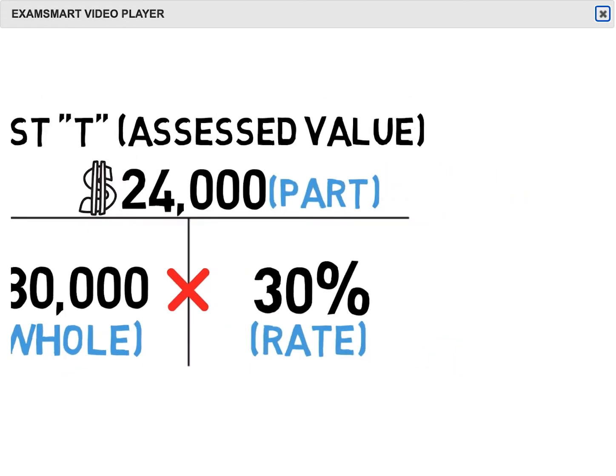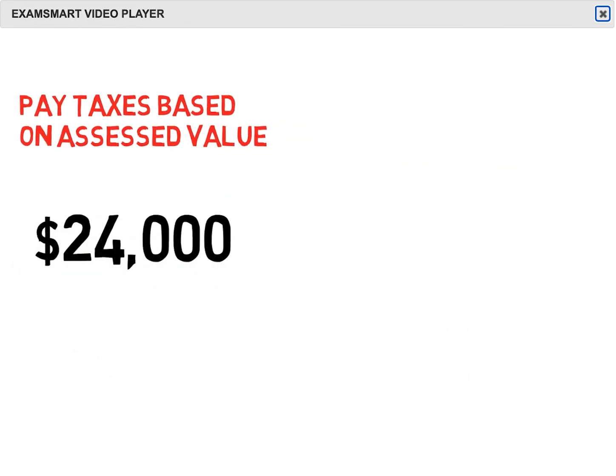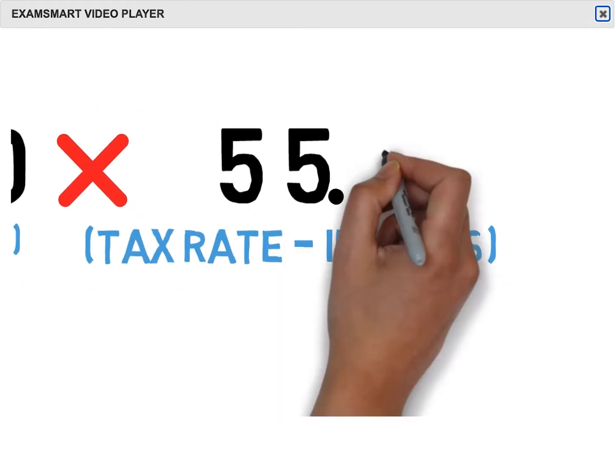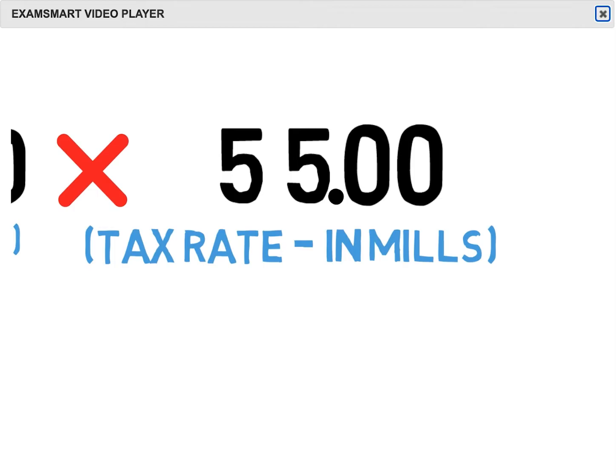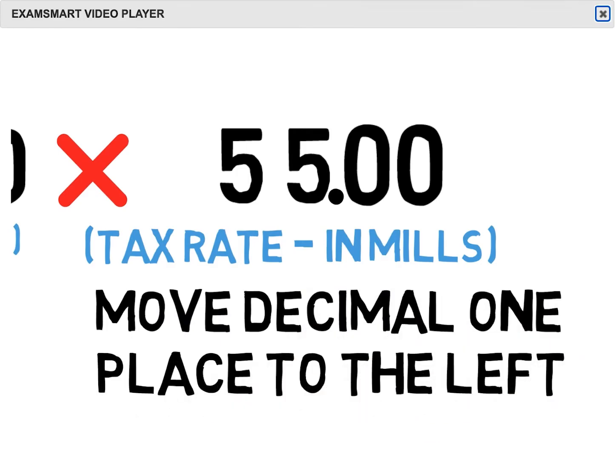We pay taxes based on the assessed value. We take the assessed value times the tax rate. Here, the tax rate given is in mills, which is 55. That would be 55.00. The easiest way to convert a mill rate to a percentage is to simply take your decimal place and move it 1 place to the left. So if we move that decimal 1 place to the left, that will give us a 5.5% tax rate.